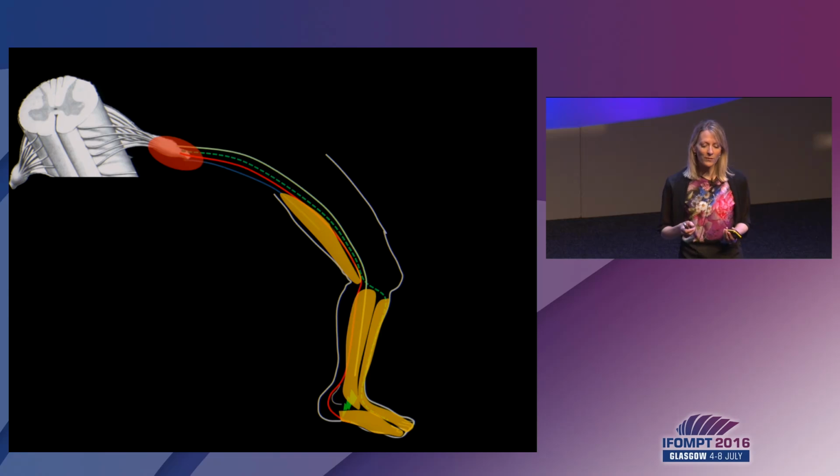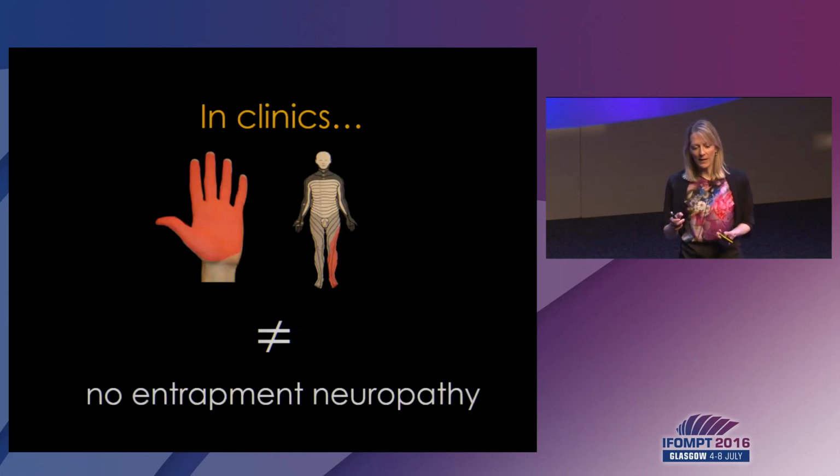So a remote immune inflammation might therefore well explain spread of symptoms. And in clinics, that means that if patients have spread of symptoms, that does not mean that they do not have an entrapment neuropathy. It might well mean that they have some remote mechanisms at play.